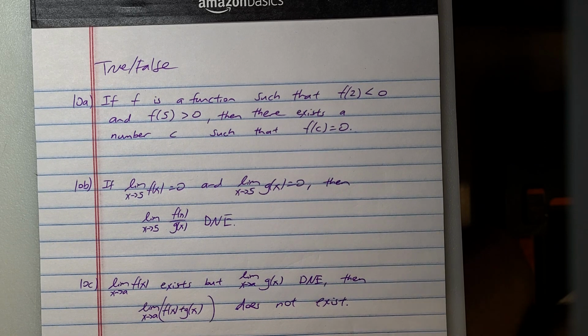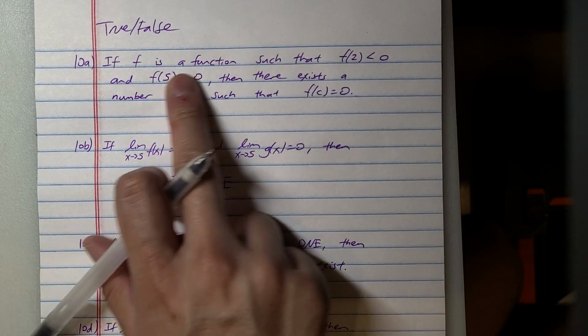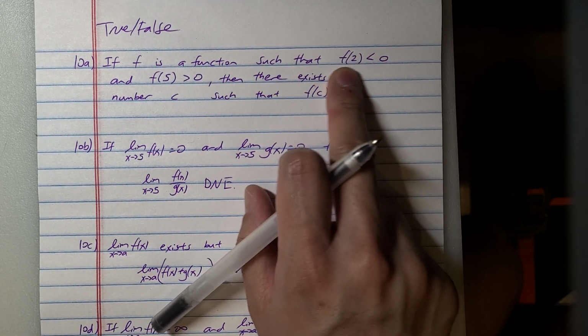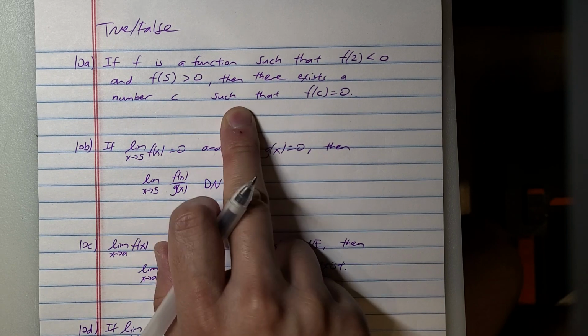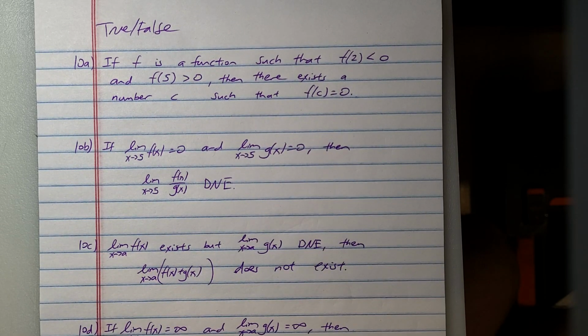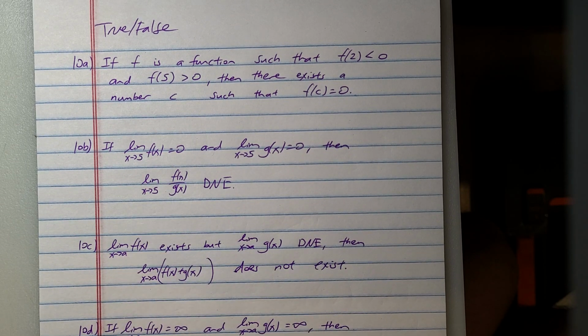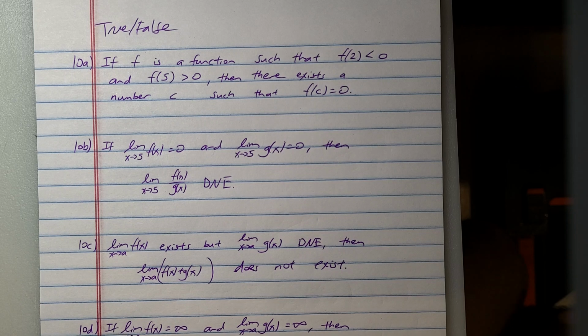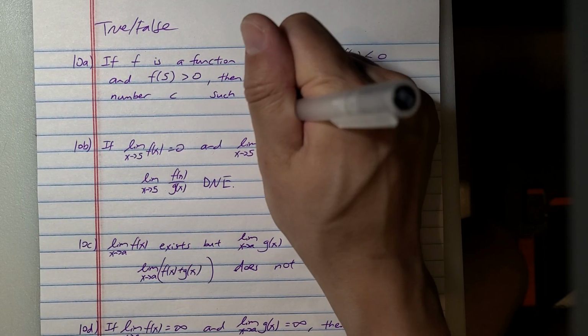Now we're asked true or false for the final few problems. If f is a function such that f of 2 is less than 0, f of 5 is greater than 0, then there exists a number c such that f of c is 0. If you remember, this sounds like the intermediate value theorem, IVT for short. IVT says if f is continuous, that's the key word. It doesn't say continuous, so we already know this is false.